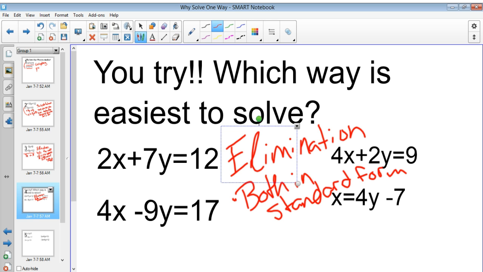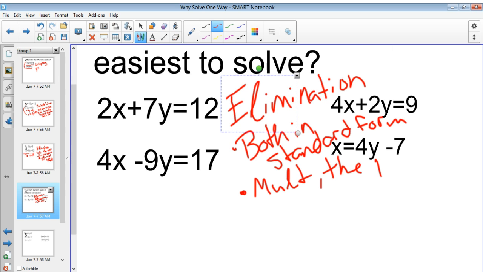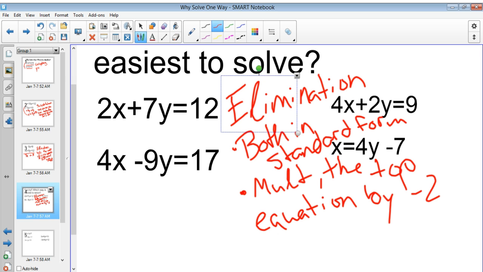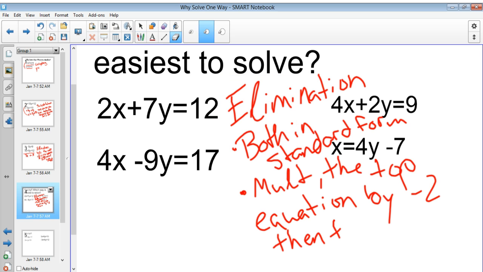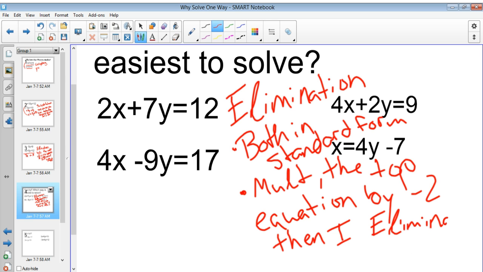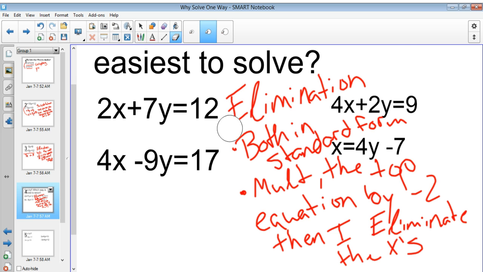And if I multiply the top equation by -2, then I cancel out the x's. Then I eliminate the x's. So that's exactly what I would do, elimination for that one. You could also say that they're both in standard form.